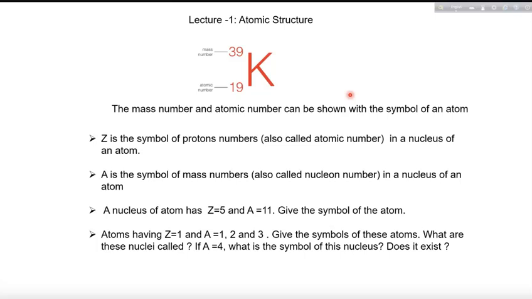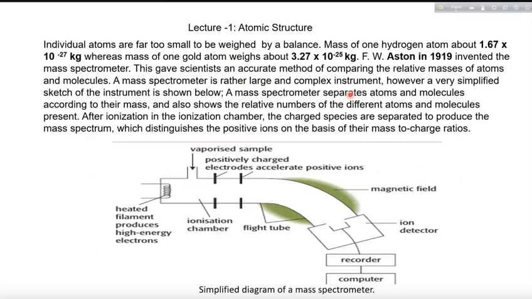Okay, so can we have mass number 4 for the hydrogen atom? Does it exist? No. We have experimentally found that hydrogen has 3 isotopes. Next one.